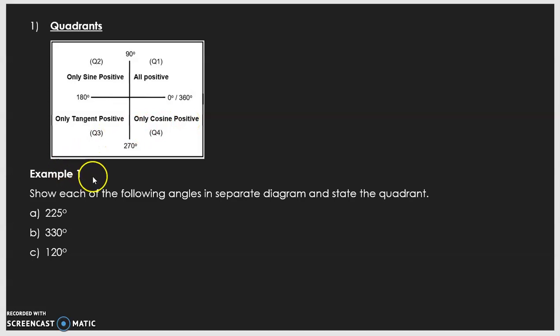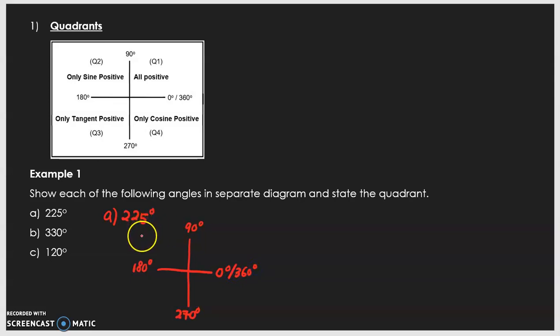So let's look at example 1. Show each of the following angles in a separate diagram and state the quadrant. Question example number 1A: we have 225 degrees. As you all know, these are the quadrants. Start with 0 degrees, 90 degrees, 180, 270 degrees, and finally 360 degrees.